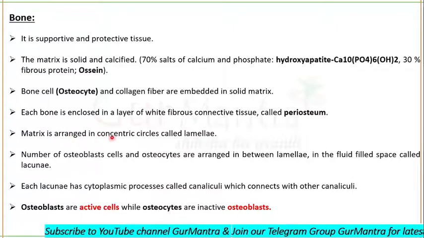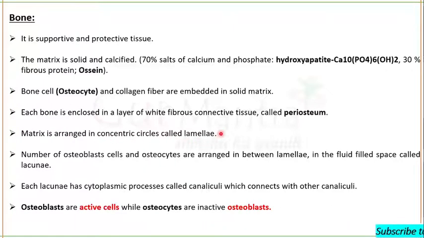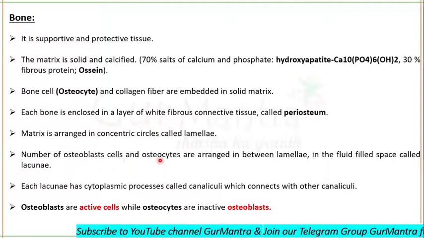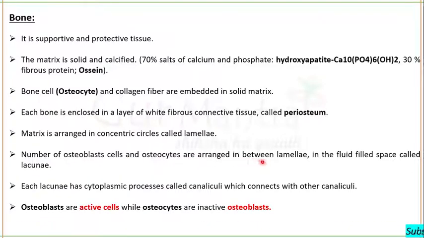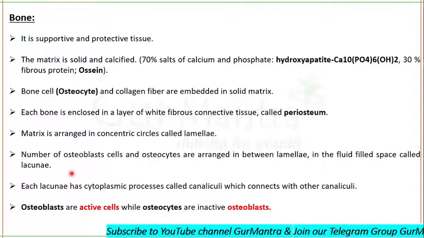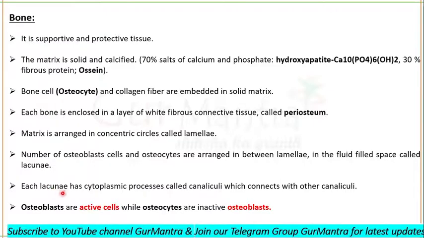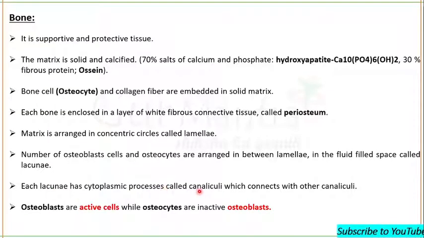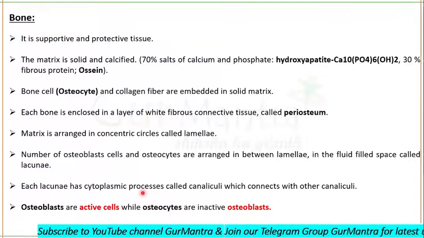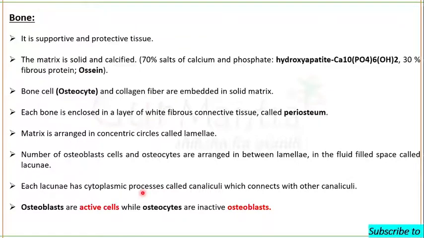Matrix is arranged in concentric circles called lamellae. Okay, and a number of osteoblast cells and osteocytes are arranged between lamellae in the fluid-filled space called lacunae. I will show you the structure and then you will get to know about the lacunae and lamellae as well. Each lacuna has cytoplasmic processes called canaliculi which connect with other canaliculi.